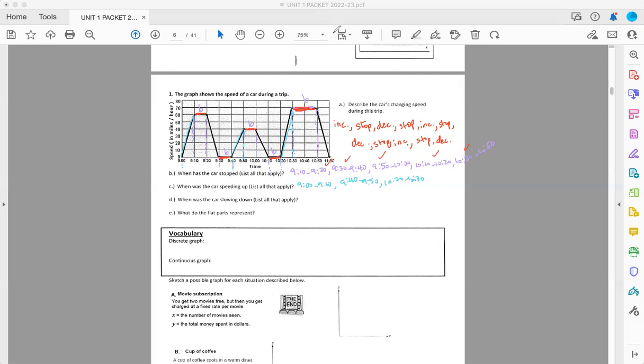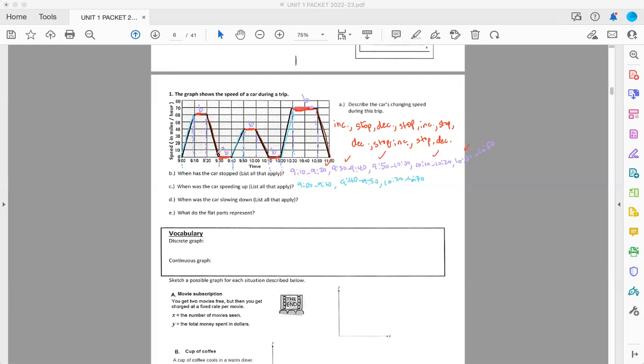Okay, now part D, when is the car slowing down? So let me try to use a different color. The car is slowing down here, here, and here. So we have 3 intervals for slowing down. And once you're done, you can see that you've covered the entire graph.